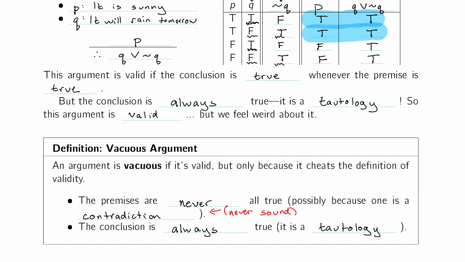So the thing about these vacuous arguments is they are valid, but their validity doesn't really get us anywhere. So this is something to be aware of that happens because of our definition of validity. And certainly vacuous arguments are something to be on the lookout for in real life. Although, of course, in real life, they're almost always much more cleverly hidden.